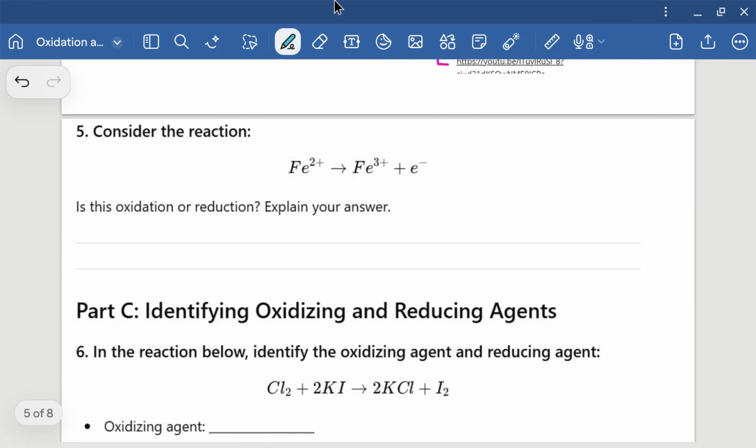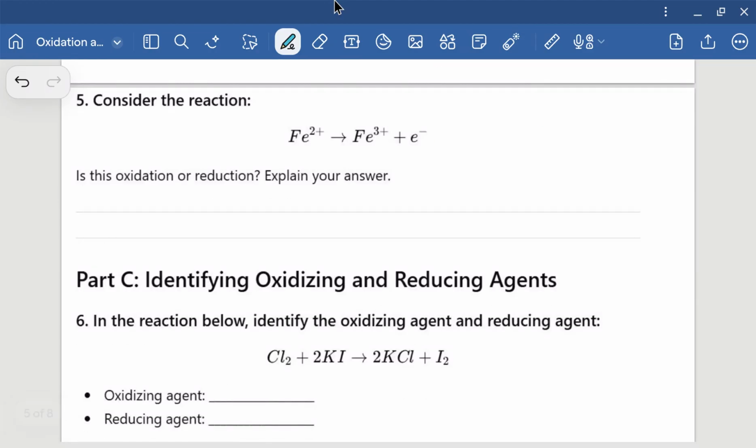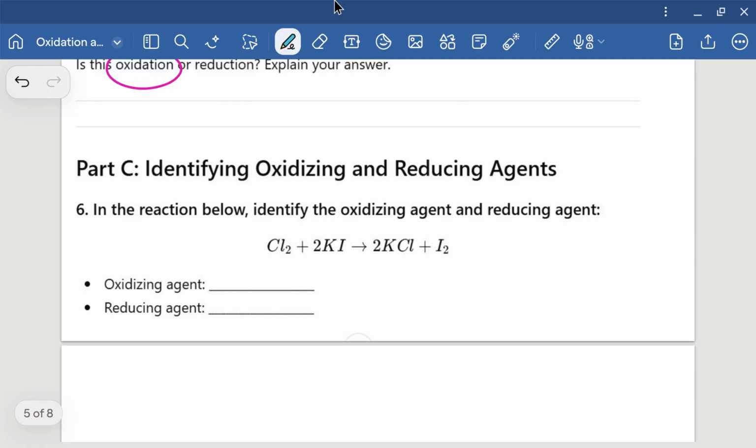So number 5, going over the same idea, you have a half reaction. We have Fe2+ turning into Fe3+. So your oxidation number is just the charge number. So we could see here that you are losing electrons, right? Because you're becoming more positive. We also see that we do have an electron on the right-hand side, which shows that loss. So this is oxidation because you are getting more positive, you're losing electrons.